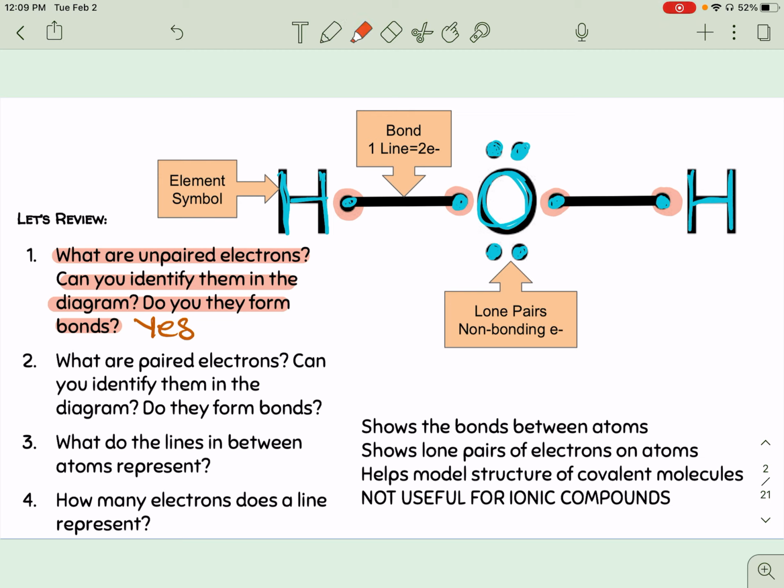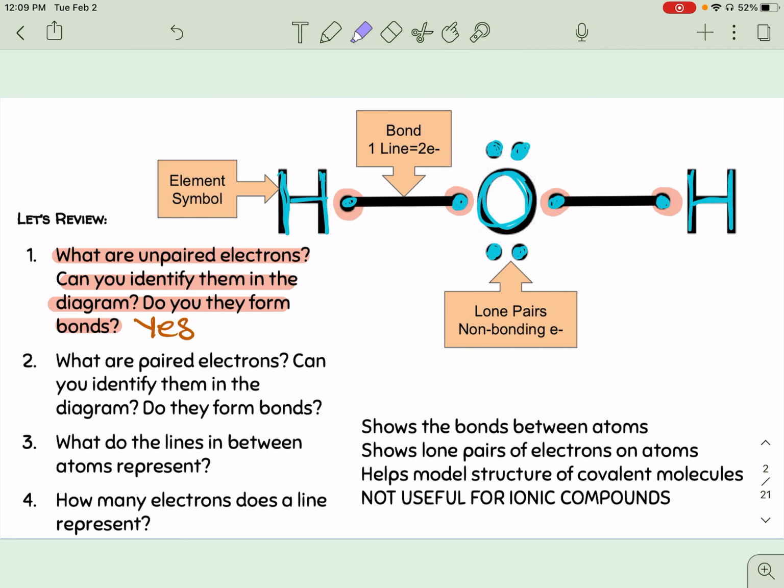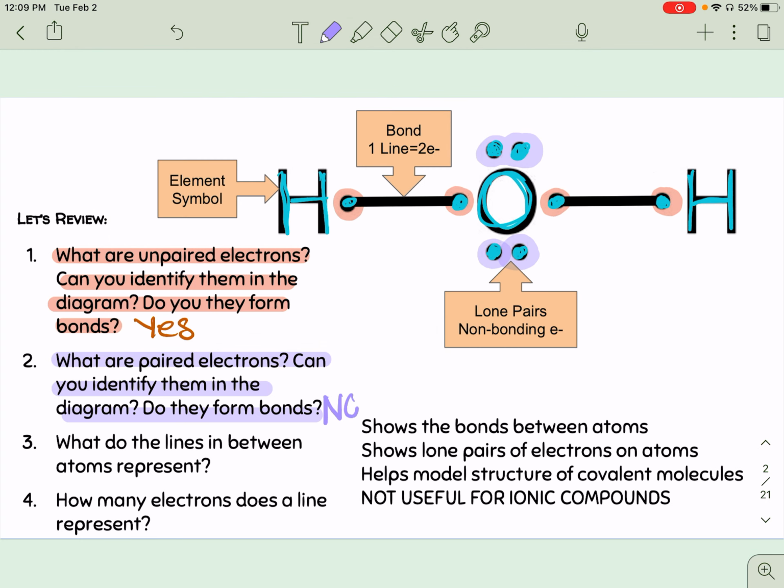And then what about the paired electrons? Let me pick a different color. Let's do purple. What are paired electrons? Can you identify them in the diagram and do they form bonds? So paired electrons, these guys are our paired electrons. See how they're already kind of doubled up? So they already have a partner. So these ones are the ones that are not going to form bonds.